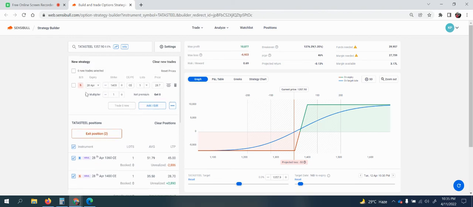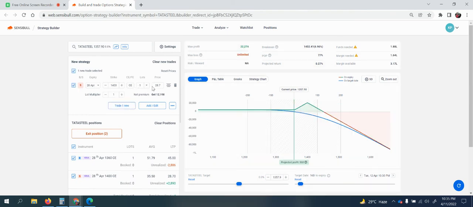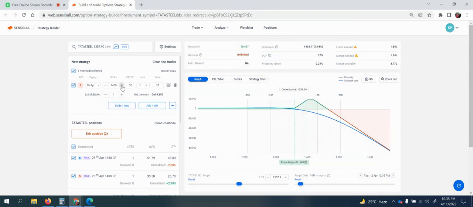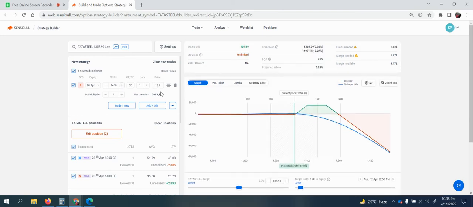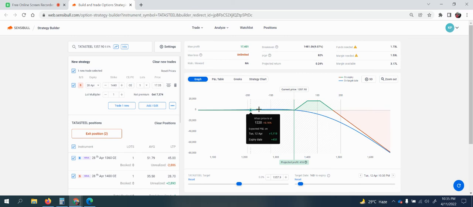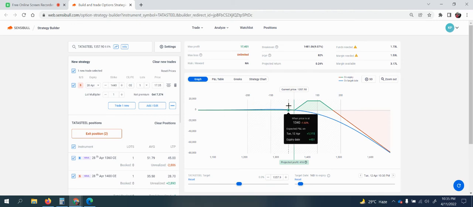Okay, so what I mean to say is, just try to cover the 13 premium. Okay, just leave. You can just give 1,000 loss to the market. If not, you can try to cover like 17 or 15 and come out of the trade cost to cost. So this is the beauty of debit spreads.